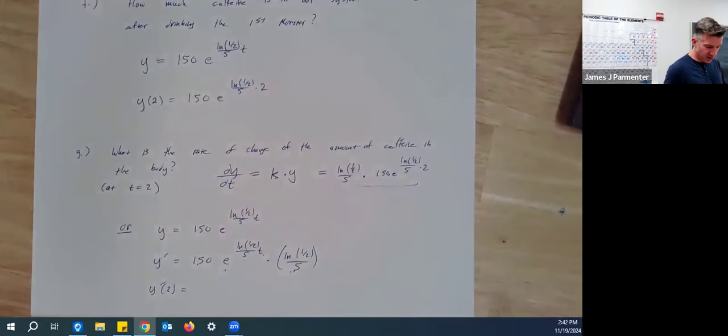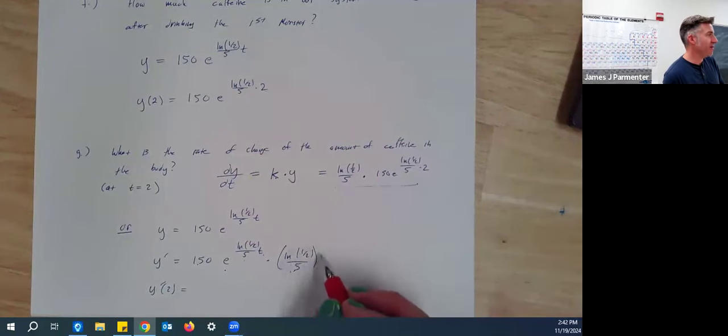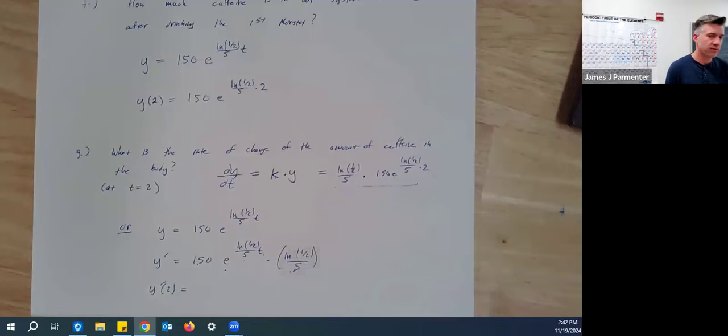I will point out that even though you might not see it here, this answer is negative. Right, if you plug this into a calculator, it's going to come out as negative, specifically because right here, natural log of 1/2 is a negative number.